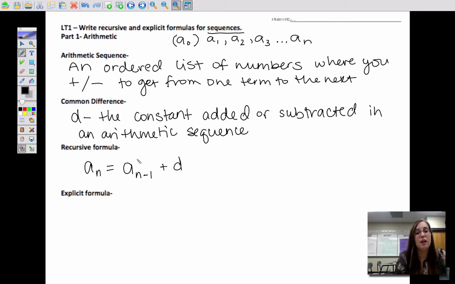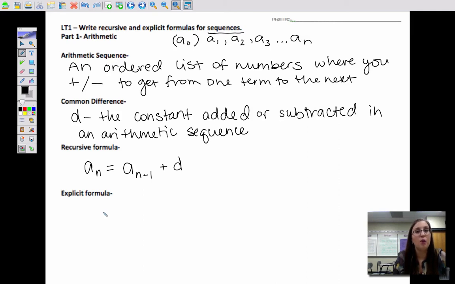So what you're going to have to do is define the first term, and then from there, all the rest of the terms can be found by adding the common difference to the term before it.